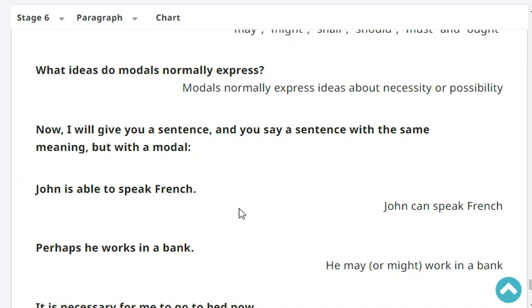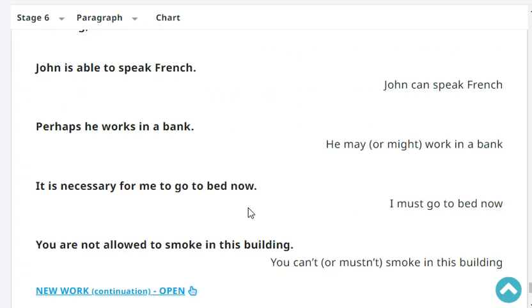Okay, now I will give you a sentence, and you say a sentence with the same meaning but with a modal, okay? Using can, could, may, etc. Here we go. John is able to speak French. John can speak French. Perhaps he works in a bank. He might work in a bank. Very good.